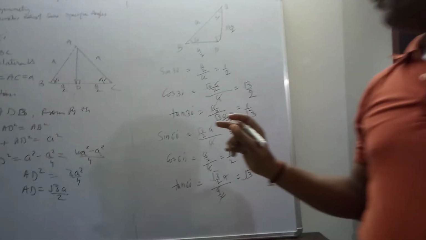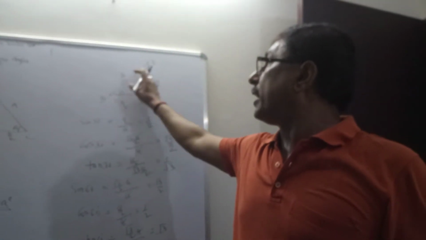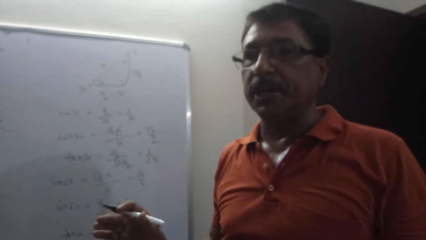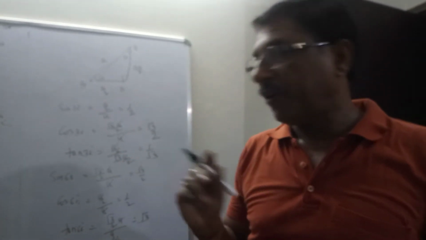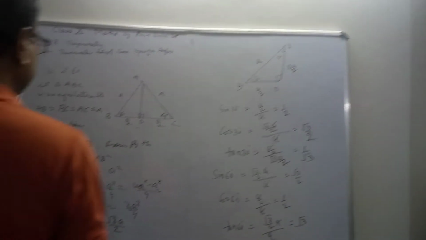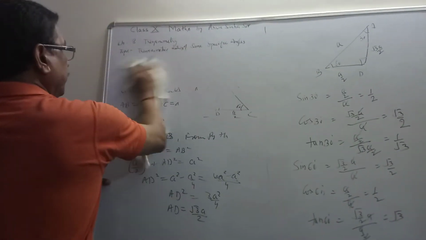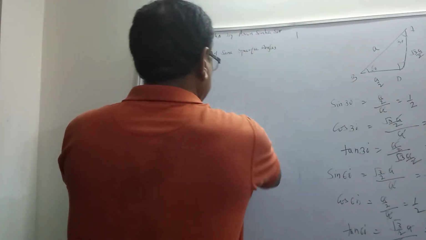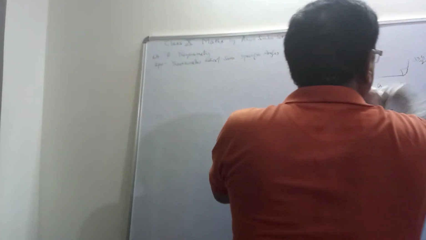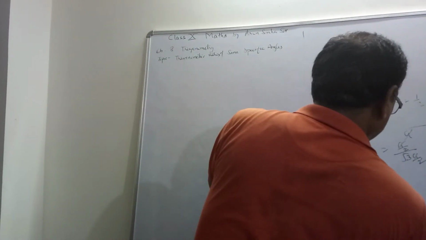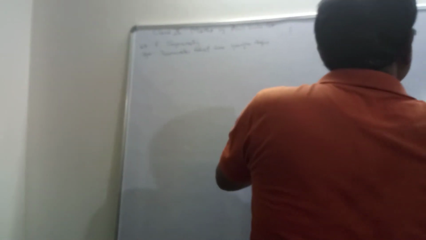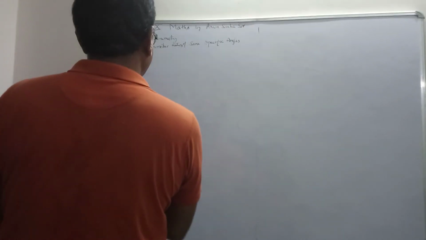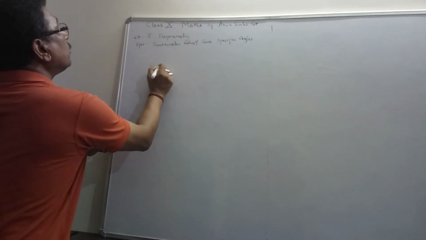So you have found out the values for two different angles, 30 degree and 60 degree. Okay. So we have proved for 30 degree and 60 degree. Now we are going to see for 45 degree. Okay children. See again. Next topic. So now we are going to prove for theta is equal to 45 degree.